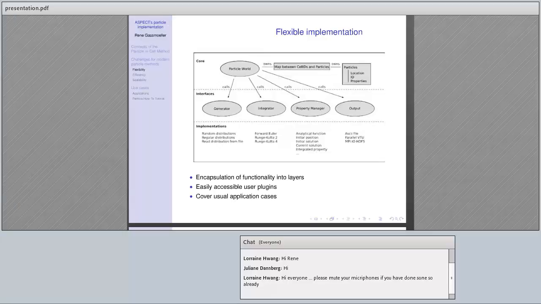And for each of these interfaces, there are several different implementations, which are usually relatively short source code files that are relatively easy to write and to modify. And all of them exactly do one particular purpose, like a statistical particle distribution. These are easy to access and easy to change for users. And with this strategy, it's not only possible to write efficient code, but also to make it easy to extend. And we are relatively confident that our implementation allows most of the usual application cases for particles.